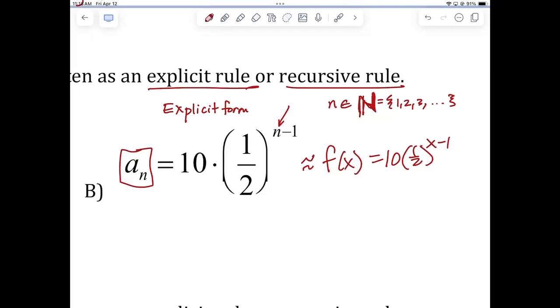So what's a sub 1? Plug in a 1 and you get, what do you get? 1 minus 1 is 0. Anything to the 0 power is 1. 1 times 10 is 10. There's a sub 1. Okay, comma. Now we got to plug in a 2. 2 minus 1 is 1. 1 half to the 1's power is 1 half. What's half times 10? 5.